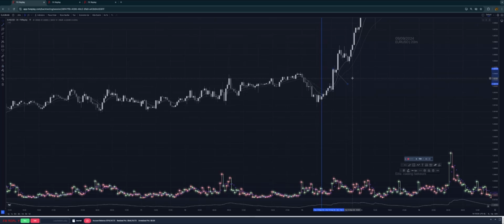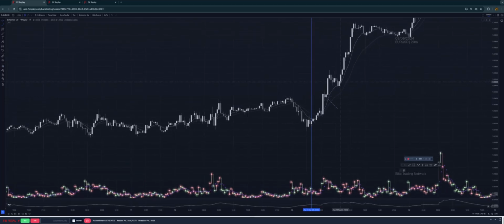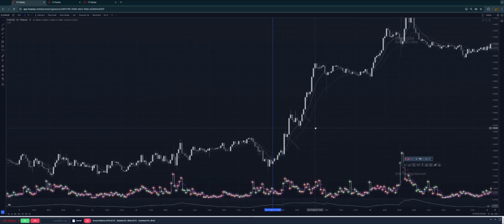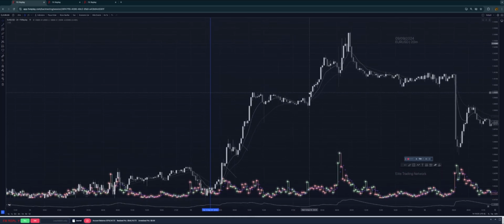It could have been this long, or it could have been this long. It was one of these two. Yeah, and both of them were taken at very, very good times, and then we got taken out, I want to say somewhere around here. No. Potentially here. Yeah, okay.